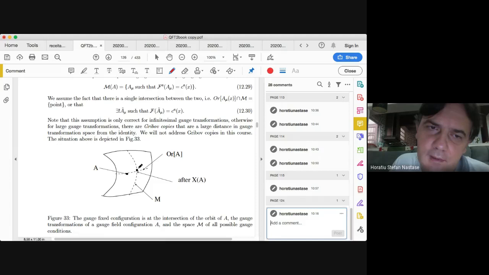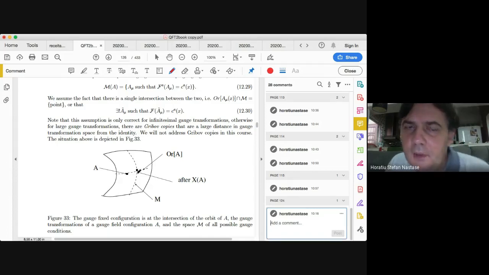So pictorially, we have the orbit, which you get by starting from some gauge field and then gauge transforming all of them. And then there's M, which is the space of all gauge fixed fields. And we assume there's a single intersection point, that is to say, from some A_mu^A we go to a unique gauge fixed point.